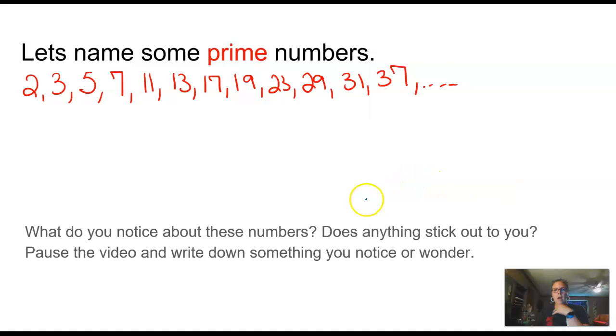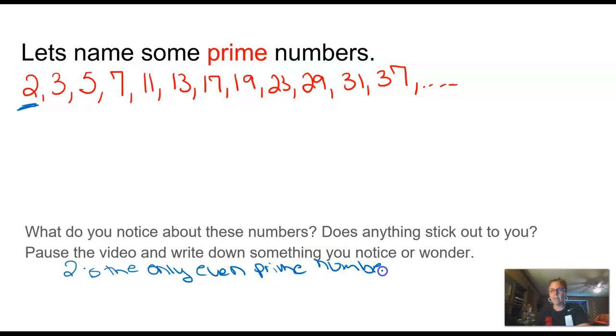Okay, so what did you guys notice? Did you guys notice that there was only 1 even number? 2 is the only even prime number. Now, it's okay if this isn't what you had written down. Go ahead and write it down. What else do you notice? All the rest are odd, but not every odd number is prime.